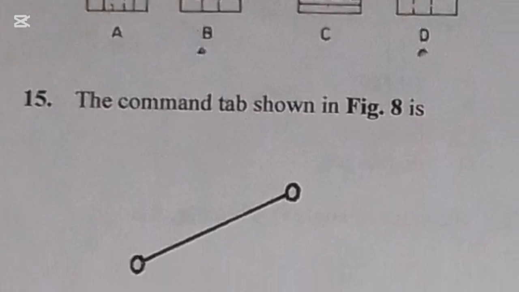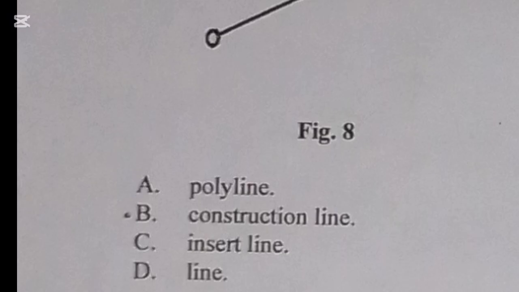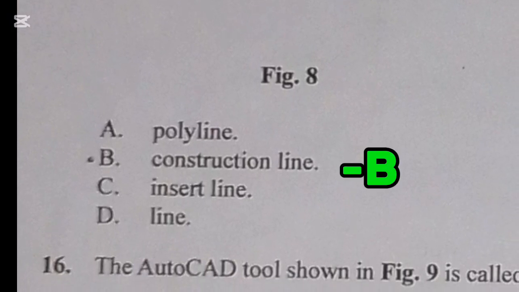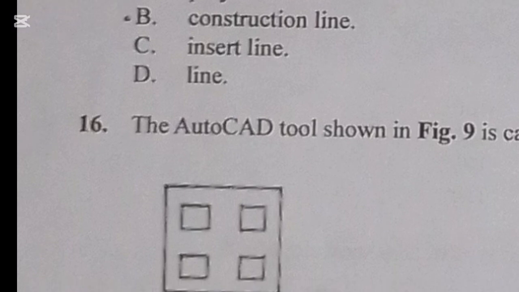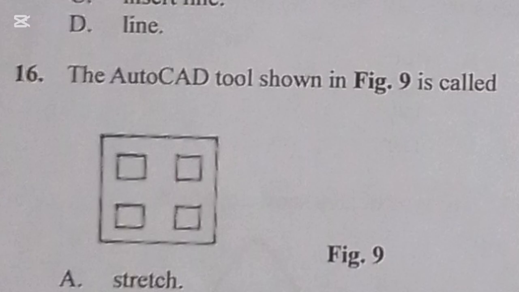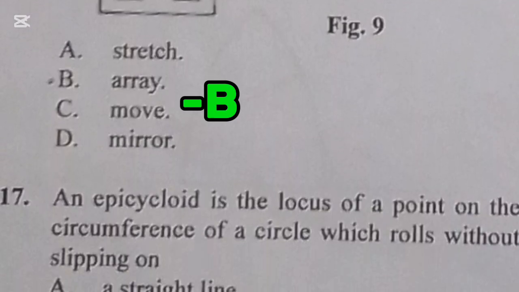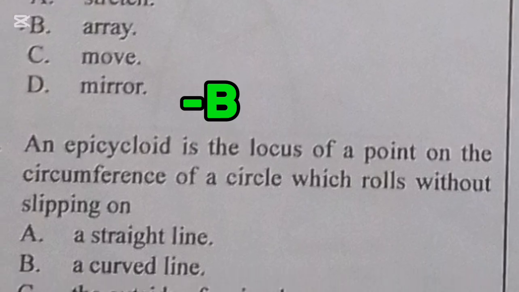Question 15. The command tab shown in figure 8 is construction line. Correct answer is B. Construction line. We use that for construction line. Then question 16. The AutoCAD tool in figure 9 is called array. B is the correct answer. So that is array, B is the correct answer.